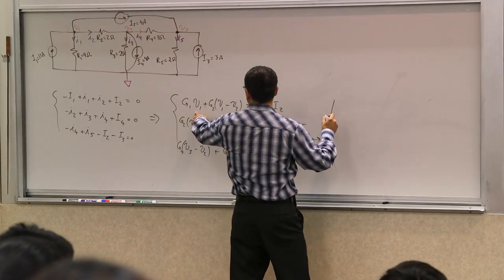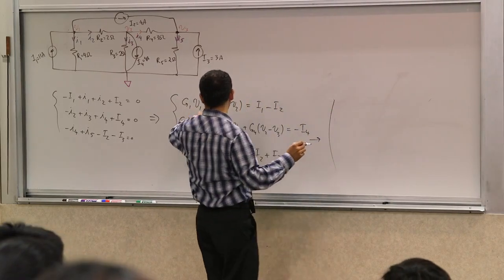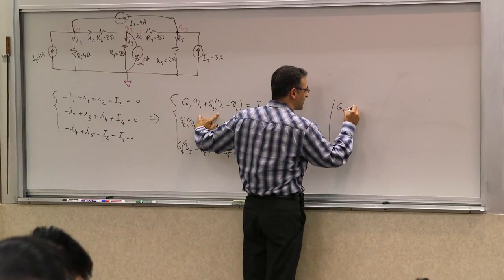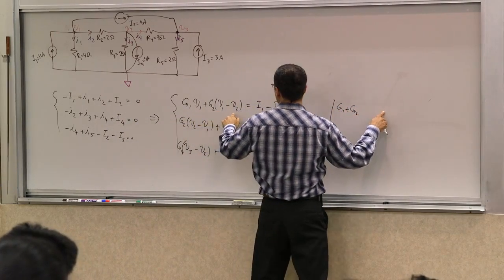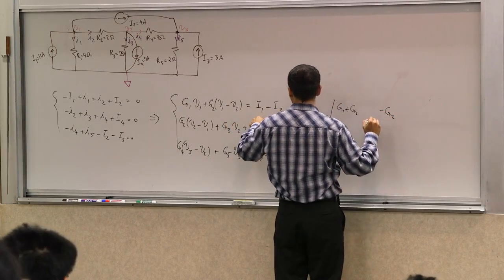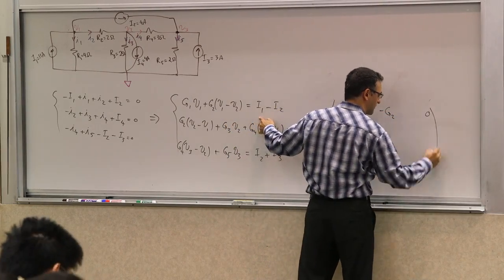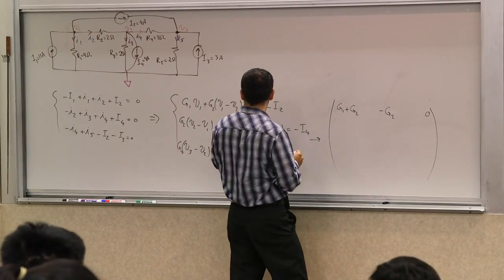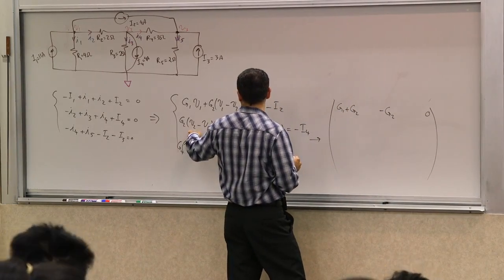So what are the terms of the matrix? What are the terms that have V1 here? G1 and G2. So it's G1 plus G2. The second term, which is the terms associated with G2, is negative G2. The third term is 0 because there's no V3 in this matrix. Right?